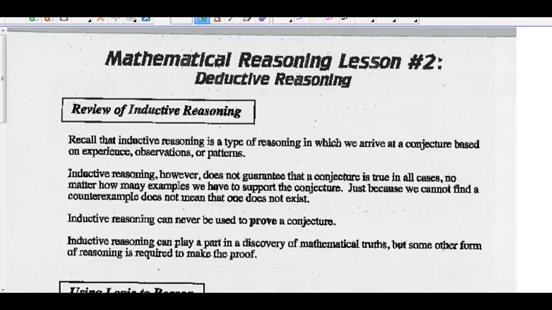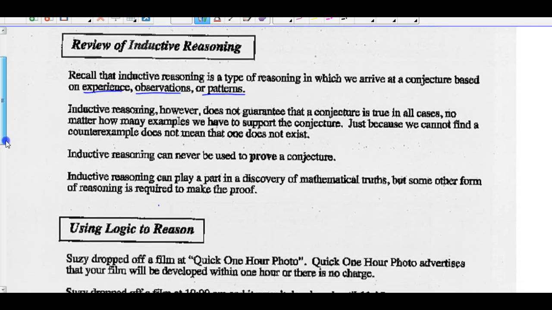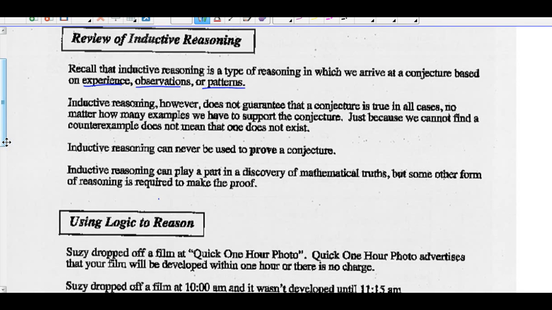Hey, Math 20-2. Today we're going to look at some deductive reasoning. Before we do that, let's review inductive reasoning. Recall that inductive reasoning is a type of reasoning in which we arrive at a conjecture based on experience, observations, or patterns. Inductive reasoning, however, does not guarantee that a conjecture is true in all cases, no matter how many examples we have to support this conjecture.